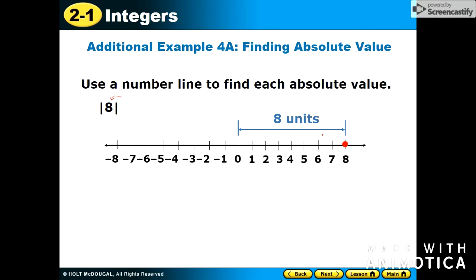We say, well, Mr. Gillis, I'm going to the left. Shouldn't that be negative if I'm going to the left? No, remember, distance, you're measuring a distance here, is always positive. Okay, so 8 is 8 units from 0. So the absolute value of 8 is 8. This would be your final answer. Pretty straightforward. Okay.